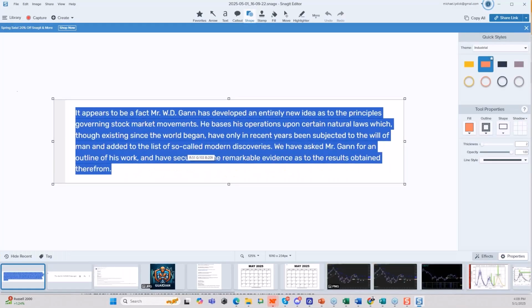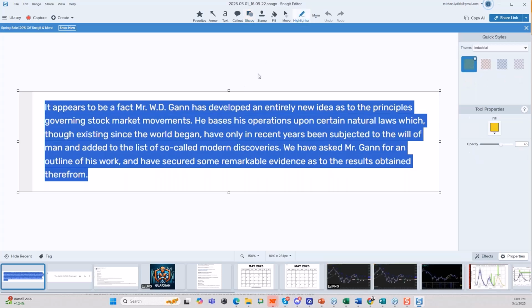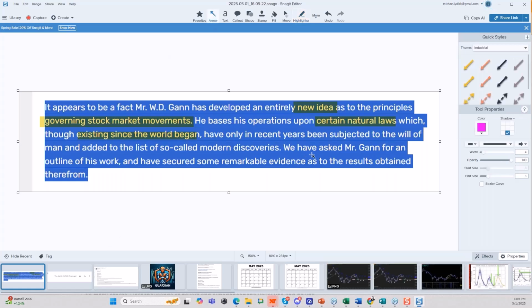"It appears Gann has developed an entirely new idea as to the principles governing stock market movements. He bases his operations or trades upon certain natural laws which have existed since the world began." And this intrigues me. Gann is telling people the times, the days that markets are going to go up or down in the future, and matter-of-factly, plainly states to anyone who will stand still long enough to hear him say, it's based on the laws of nature.